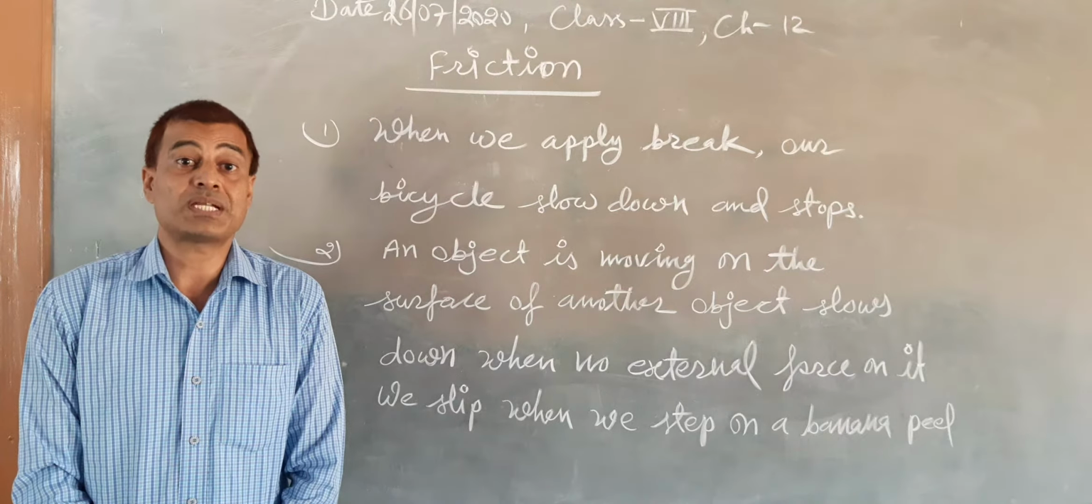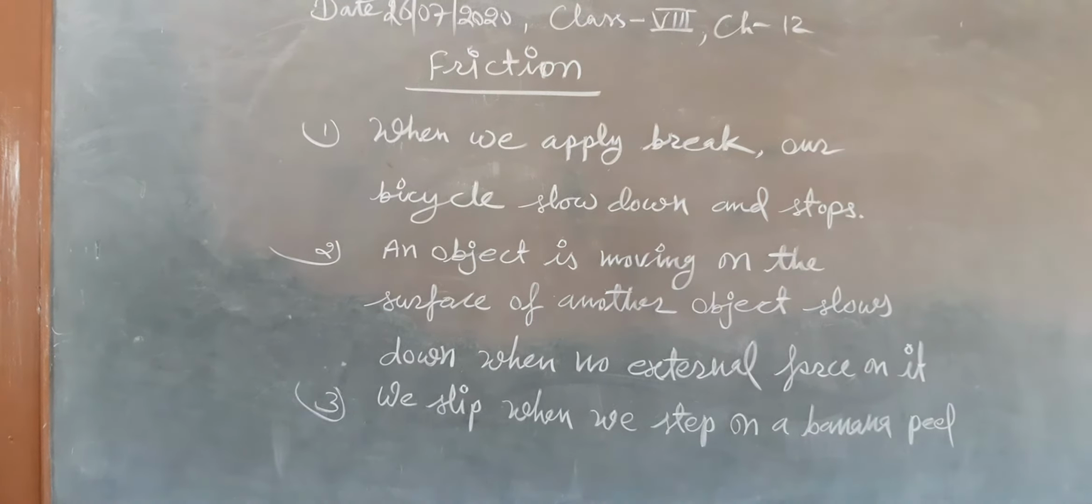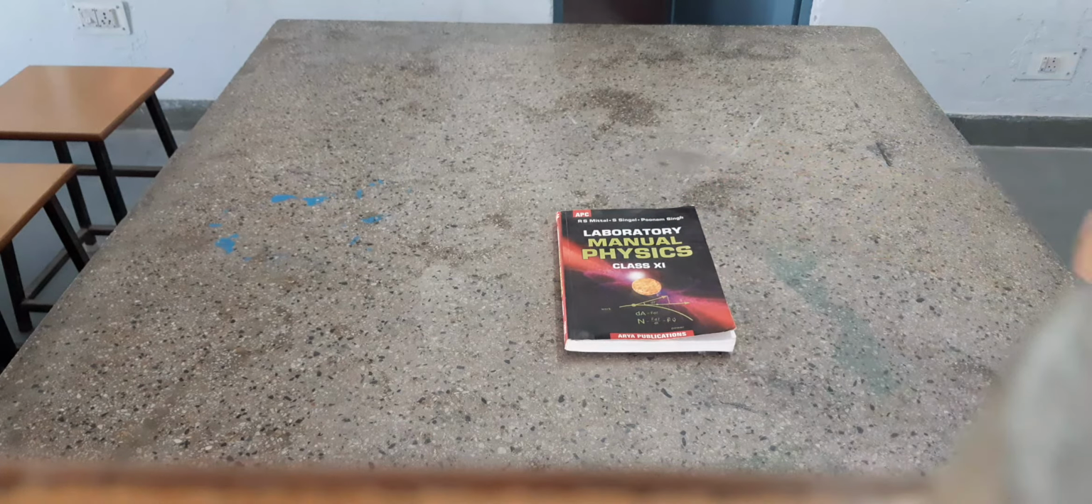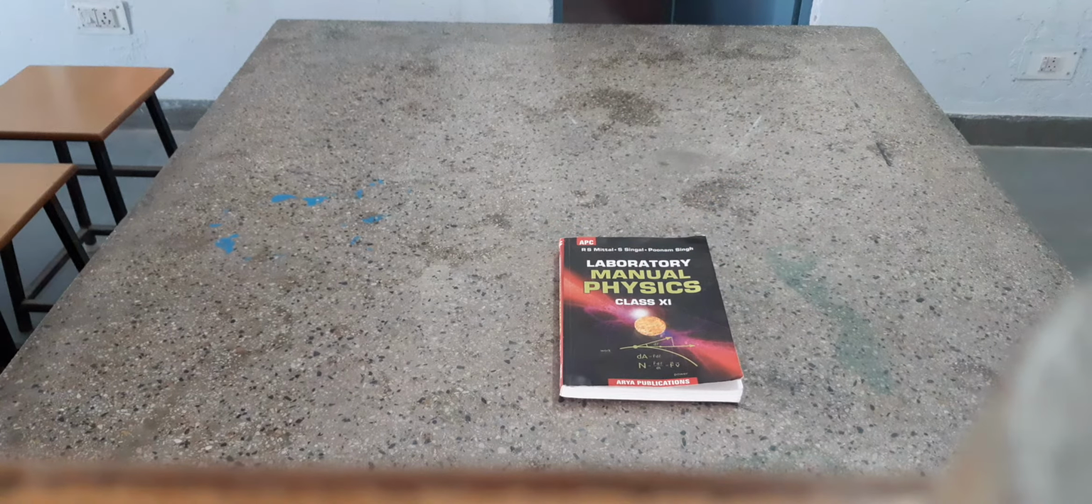So let's do our first activity. I move this book in forward direction, and after leaving it, it stops. What should be its reason? Everybody can think that there should be a force in the direction opposite to its motion. Let us move it again in opposite direction. Again it stops. After some time, again we can say there is a force, and that force is in opposite direction of its motion. That is why it stops.